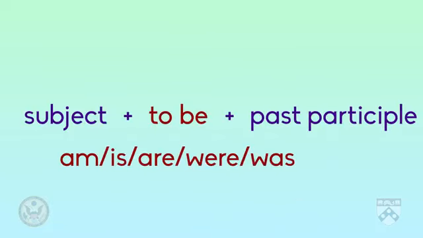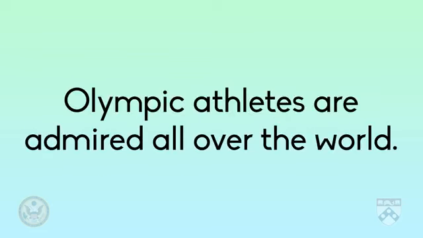Now, let's look at the structure of passive voice. The verb is expressed in two parts. The verb to be: am, is, are, was, were, and the past participle. The verb to be shows the tense. For example, Olympic athletes are admired all over the world. We can see that this is in the present tense because of the verb to be.